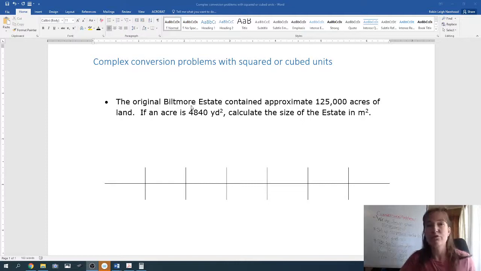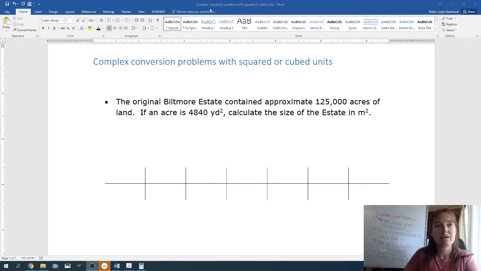We're going to work through this problem, and we first have to pick out what the measurement is and what it is asking to convert. We have two numbers here: 125,000 acres, and an acre is 4840 yards squared. The question is asking about the entire estate, so the 125,000 acres is the size of the estate. The 4840 yards squared is in the same statement as an acre, and so this is a given equality.